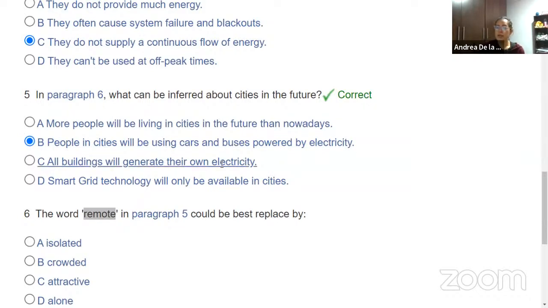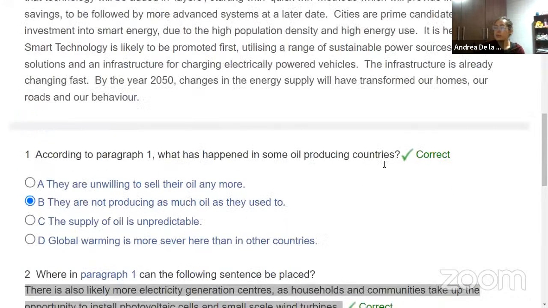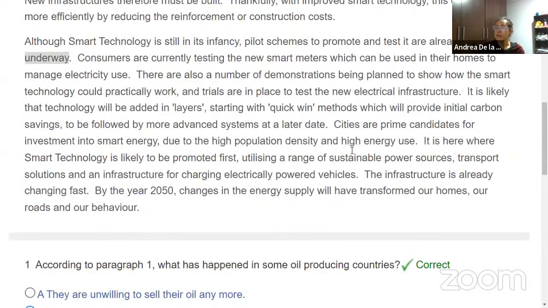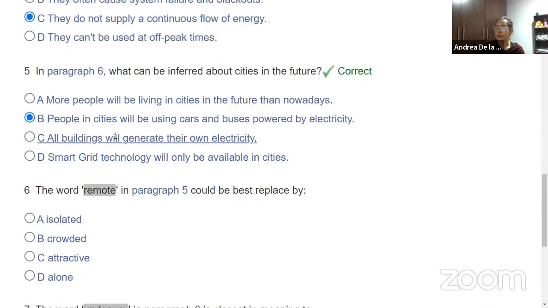Now, all buildings will generate their own electricity. I don't know. They don't talk about how buildings will work. They talk about the fact that they will generate sustainable power sources. And they said that the energy supply is going to transform our homes. But they don't talk about buildings, right? They don't say anything about buildings here. So we don't have enough information to prove that buildings will generate their own electricity.